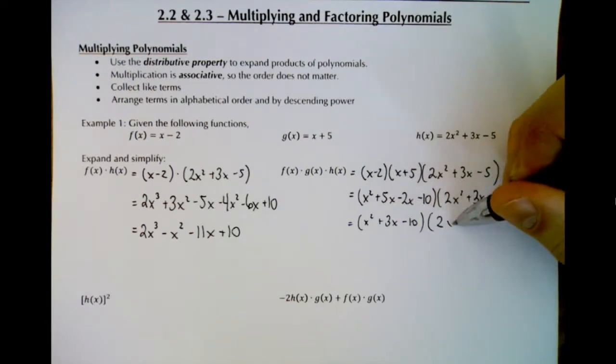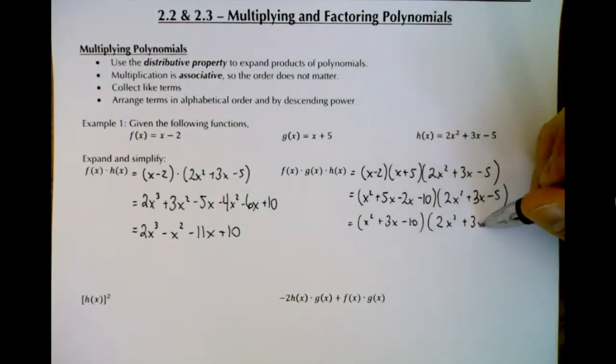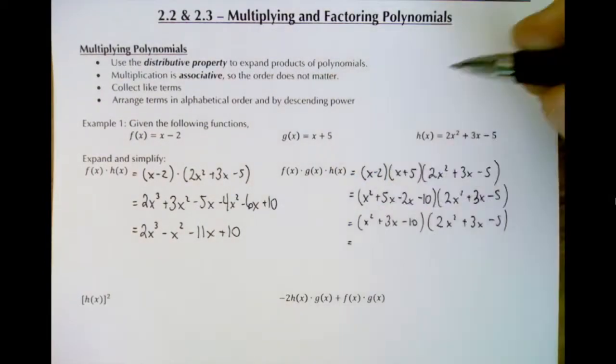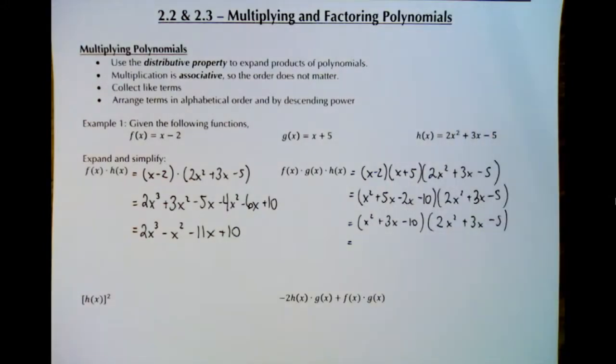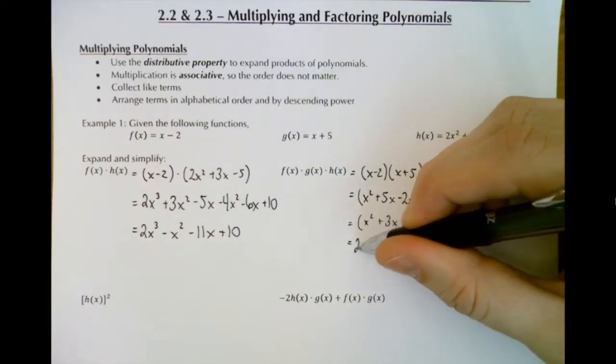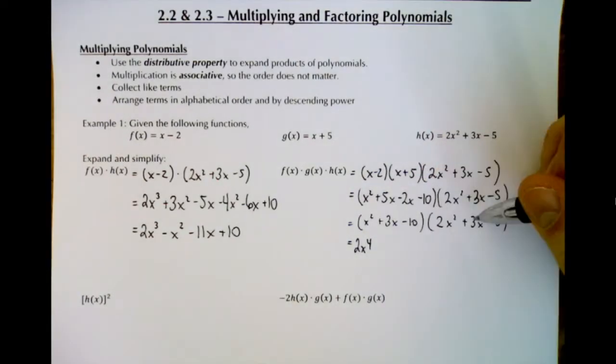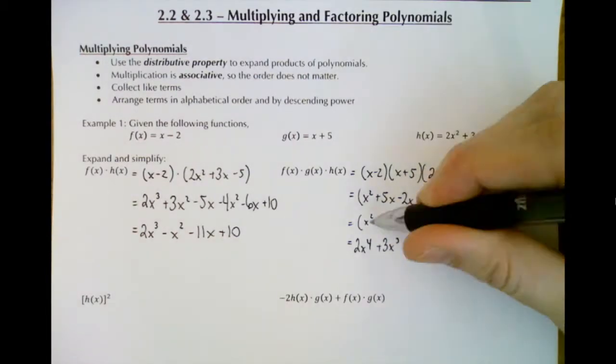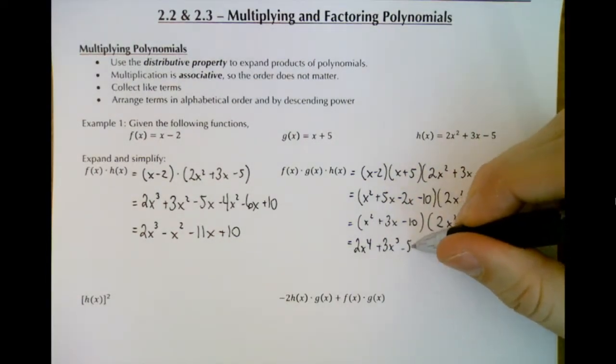And what we end up with here is a 3 by 3. 3 terms times 3 terms. So we've got to multiply every term in the first bracket by every term in the second bracket. So let's start with x squared. x squared times 2x squared would be 2x to the 4. x squared times 3x is 3x cubed. x squared times negative 5 is negative 5x squared.